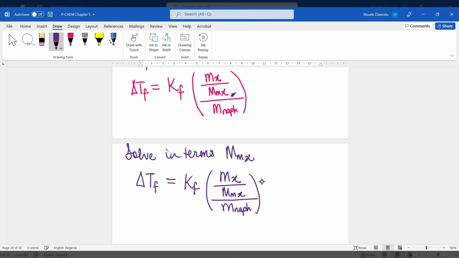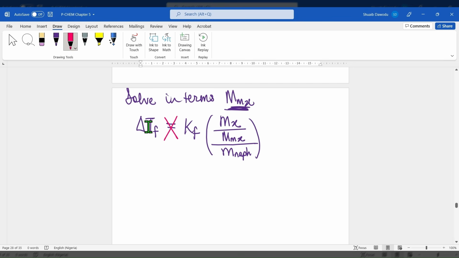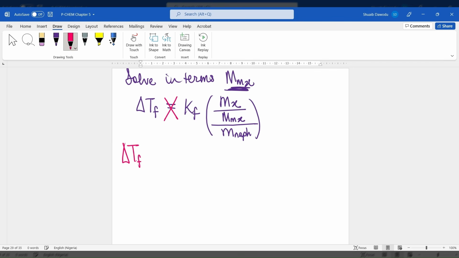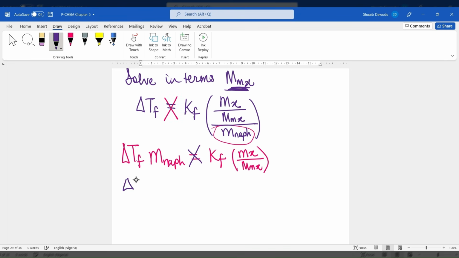Of course, since we're trying to get this to be the subject of the formula, we're just going to cross multiply. So we have ΔT sub F multiplied by the denominator, M sub naphthalene, is equal to K sub F multiplied by M sub X divided by MM sub X. Again, we cross multiply. So we have ΔT sub F, M sub naphthalene and MM sub X is equal to K sub F multiplied by M sub X.